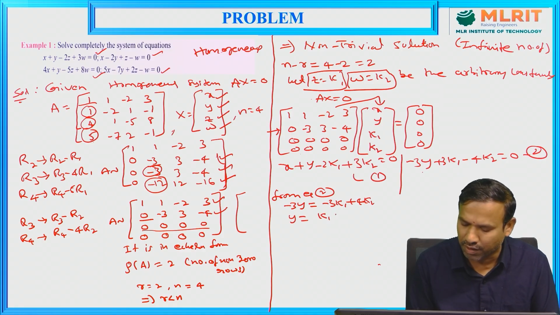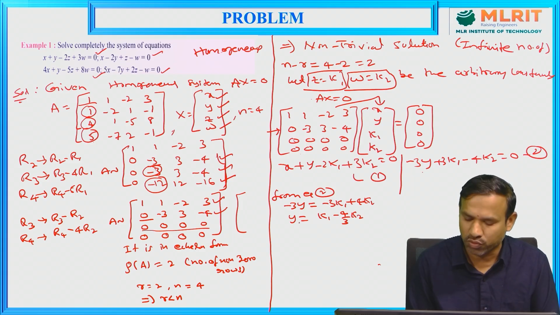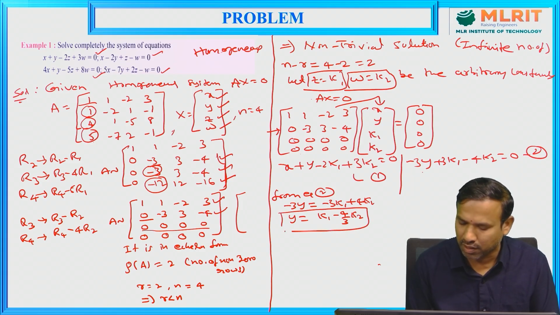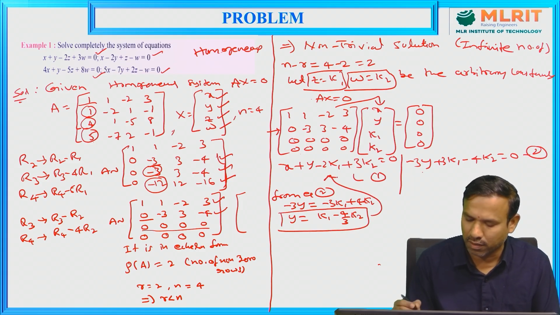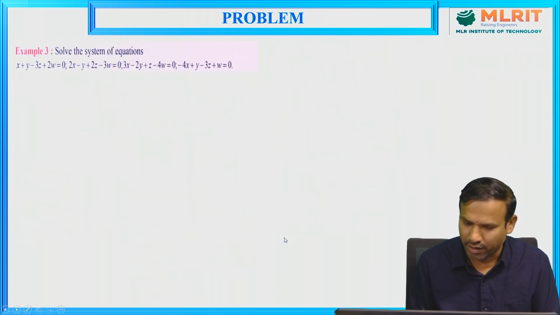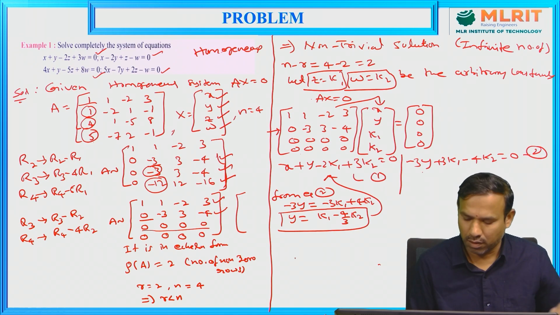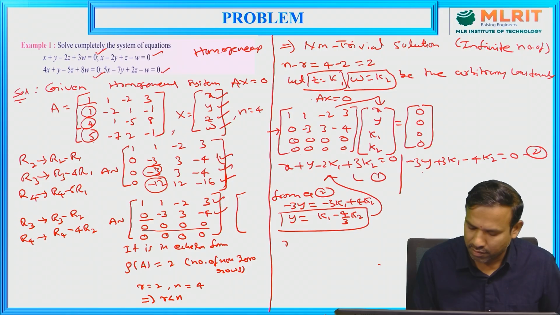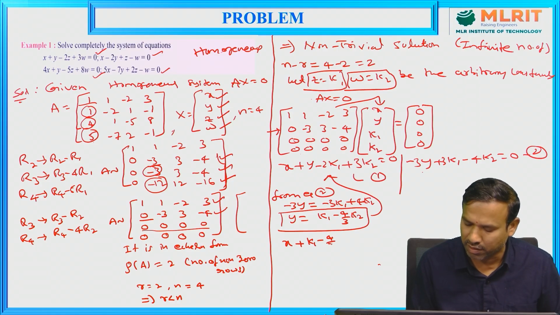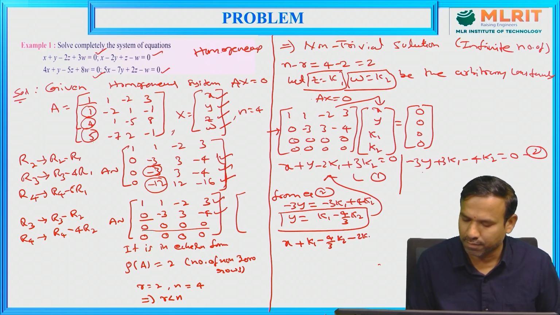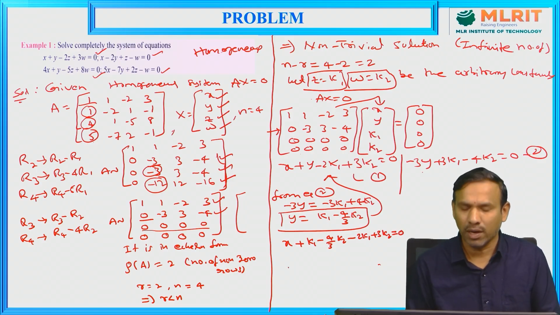Minus 3 means y equals k1 minus 4 by 3 k2, dividing both sides by minus 3. Substitute in equation 1, right? So x we need to find. So x plus y, where y we just obtained as k1 minus 4 by 3 k2, so minus 2k1 plus 3k2 is equal to 0. So we need to solve for x.